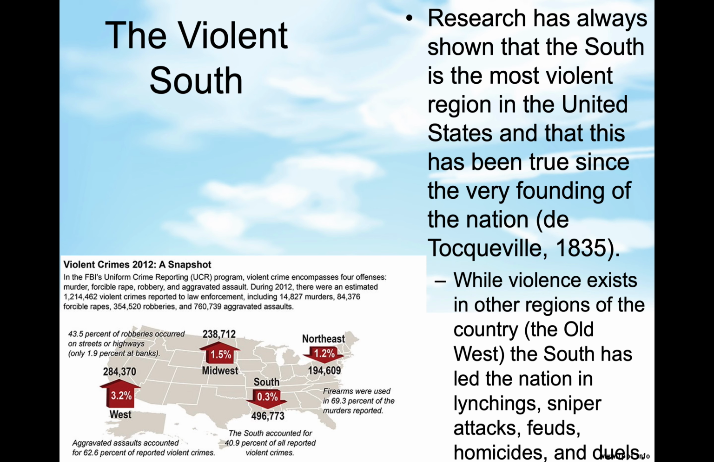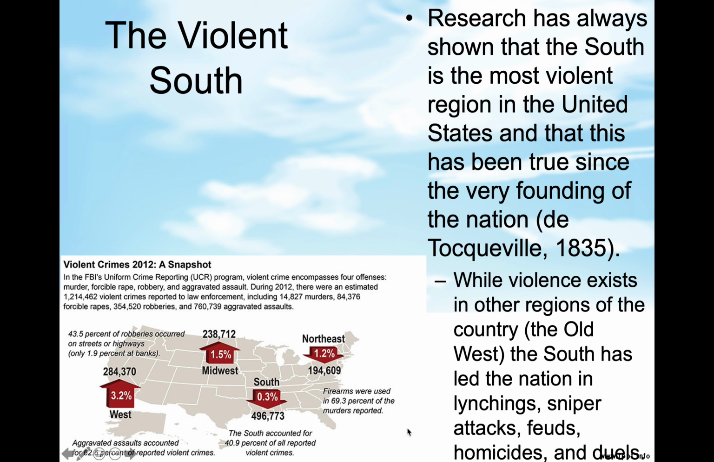Research has always shown that the South is the most violent region in the United States, and that this has been true since the very founding of the nation. According to de Tocqueville in 1835, he saw the same thing. While violence exists in other regions of the country, the Old West, the South has led the nation in lynchings, sniper attacks, feuds, homicides, and duels for the history of the United States. So this is the most dangerous place in the United States.